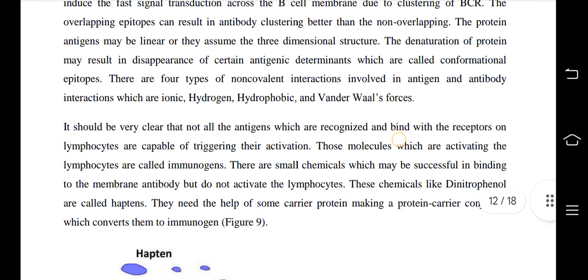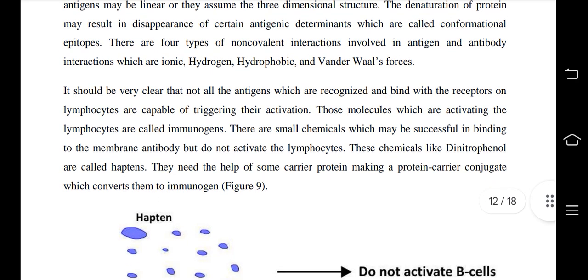It should be very clear that not all the antigens which are recognized and bind with the receptor on lymphocytes are capable of triggering their activation. These molecules which activate the lymphocytes are called immunogens. There are small chemicals which may be successful in binding to the membrane antibody but do not activate the lymphocytes. These chemicals, like dinitrophenol, are called haptens.